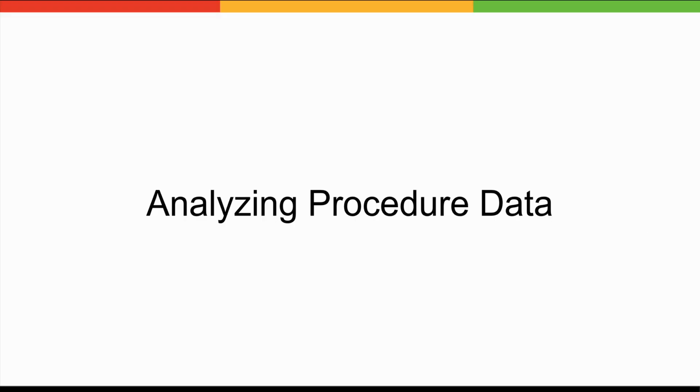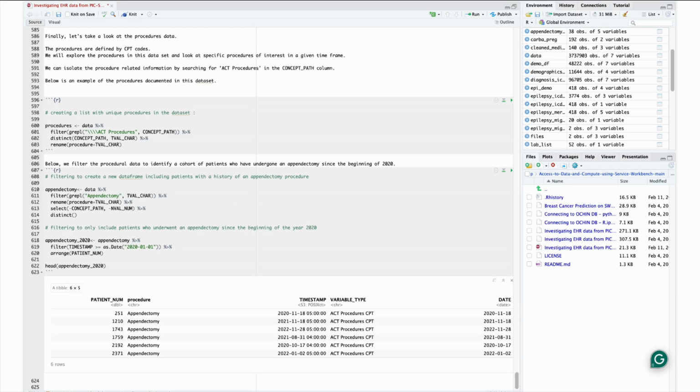Analyzing procedure data. Similar to our approach with the other variable types, we will generate a list of unique procedures. However, this time we will combine filtering and listing unique values into a single step for efficiency. In this example, we will focus on appendectomies. We will filter the procedural data to identify patients who have undergone an appendectomy since the beginning of 2020.